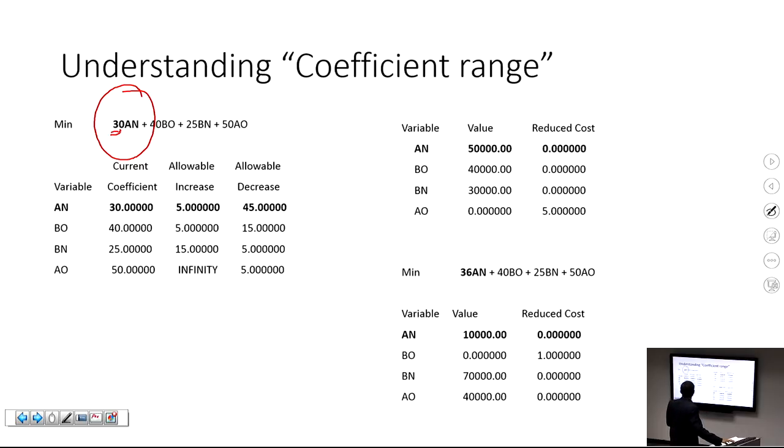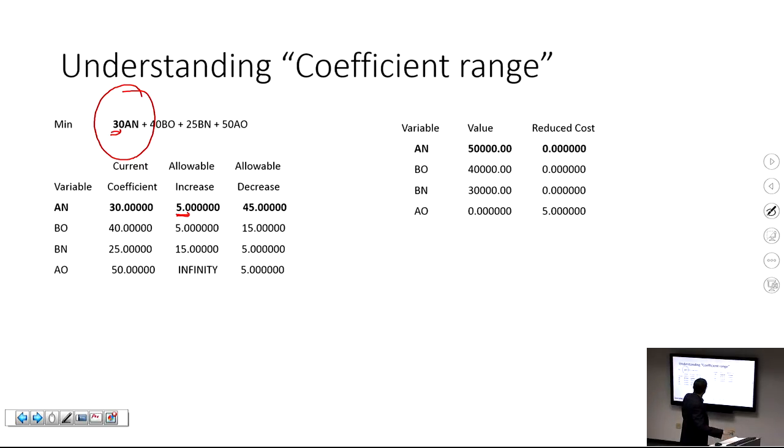So here, you have an allowable increase of 5. Now, if you increase that number 30, you are increasing the cost of making the product on the new line. If it's getting more expensive, then you should make fewer products. If it's getting more expensive to make product A, then you will make fewer product A's on the new line. But when would that happen though?